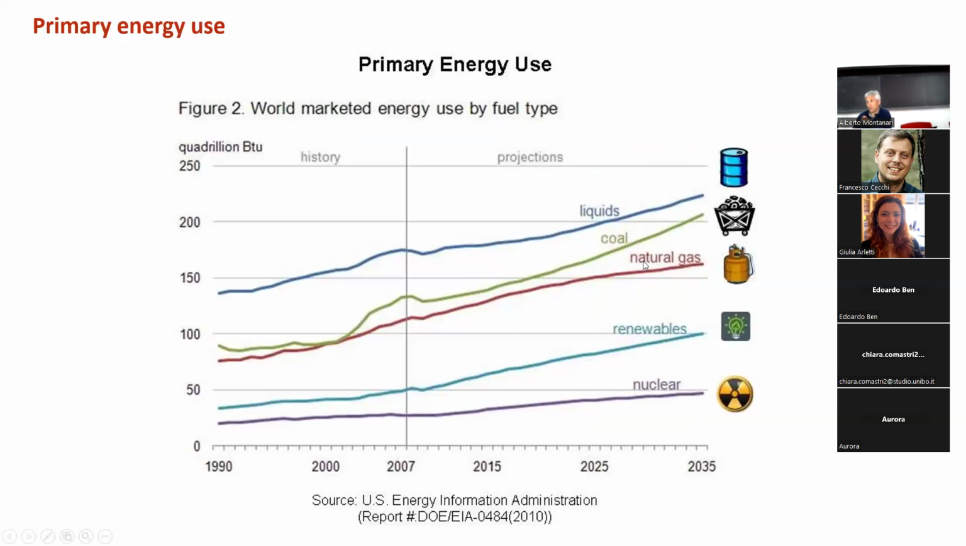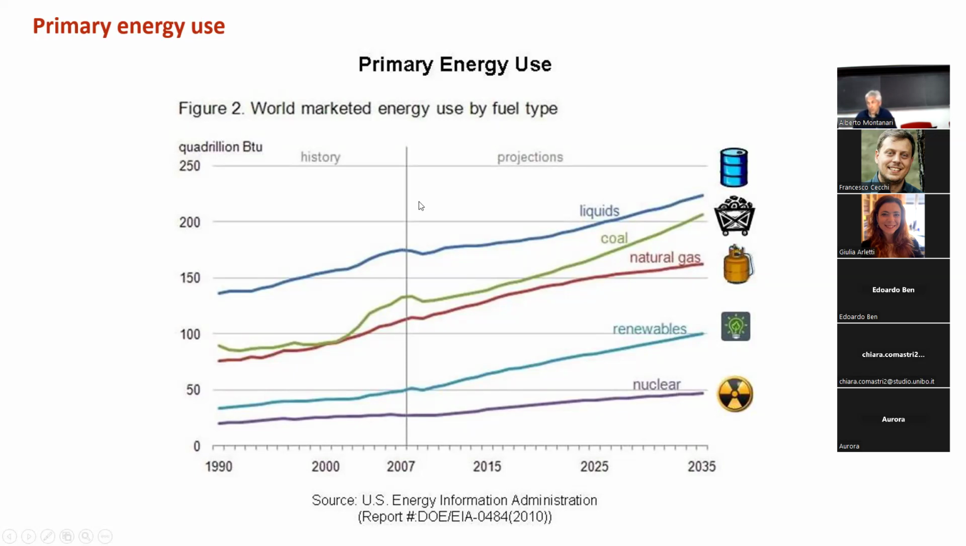So we also discussed this graph where the energy marketed at the global level is shown, classified depending on the fuel type. And here we see that nuclear is the lowest of these sources that we are considering. Renewables, which do not include nuclear here, are the second lowest. And then we have natural gas, coal, and liquids. Liquids that are mainly derived from fossil fuels, like oil.